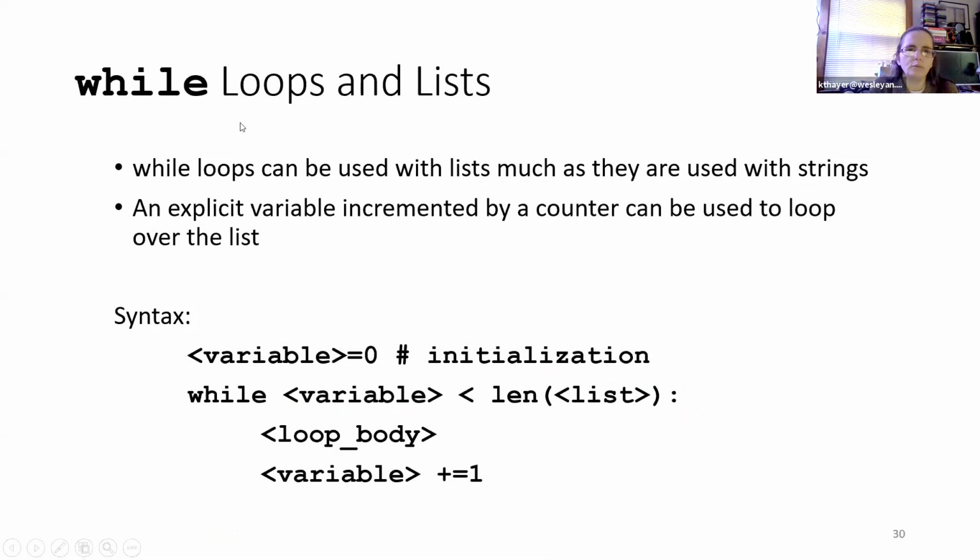All right, so while loops and lists. We can have a while loop to use with lists, such as they are used with strings, with an explicit variable, incremented by a counter, and can be used to loop over the list. So this is how this would look. We would have a variable equals 0 for initialization. Then we have our while variable is less than the length of the list, colon, and then we have our loop body, whatever it is you want to do, and then you're going to increment your variable.